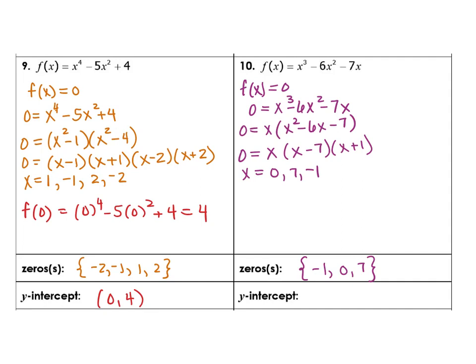Now we're going to go through and find our y-intercept. And for our y-intercept, when we plug in 0, in other words, when I find f at 0, notice that 0 cubed minus 6 times 0 squared, and then minus 7 times 0, that's going to generate 0 for us. So our y-intercept is at the origin this time.